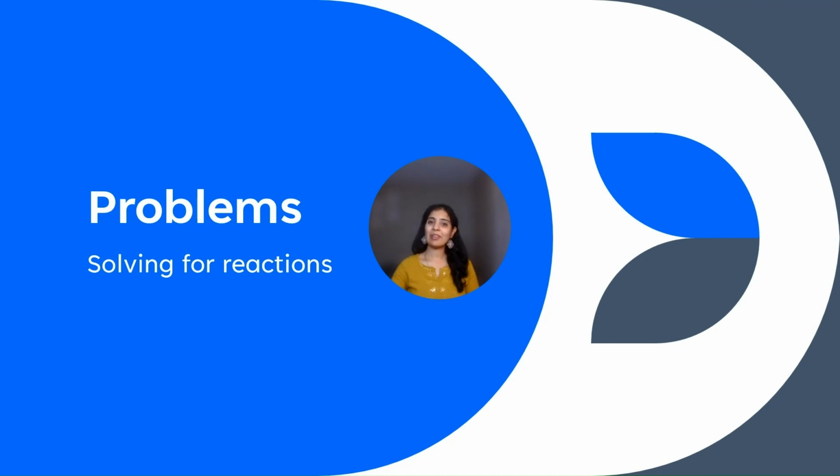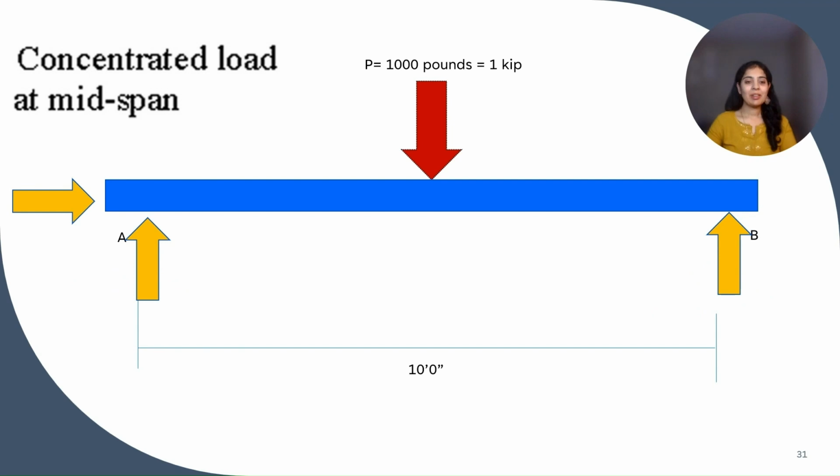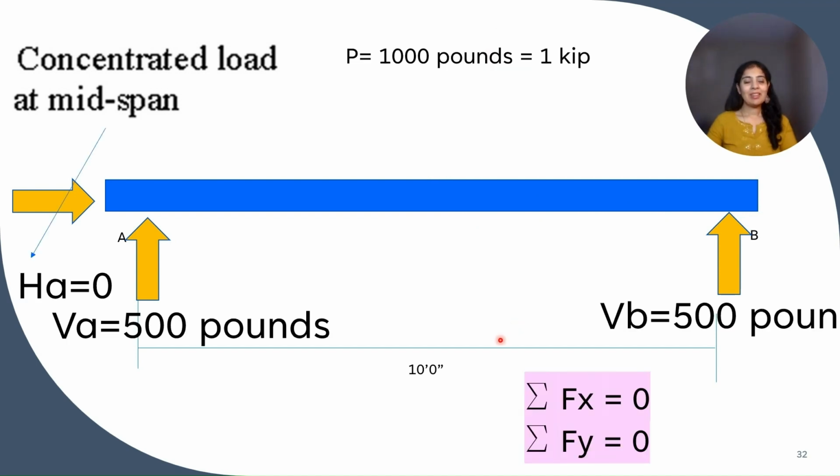So let's solve them. This is the example of a concentrated load acting at the midspan of a simply supported beam, whose magnitude is 1000 pounds. This is the free body diagram of the simply supported beam with concentrated load at midspan. We will calculate the forces. This is the simplest example with a concentrated load at midspan.